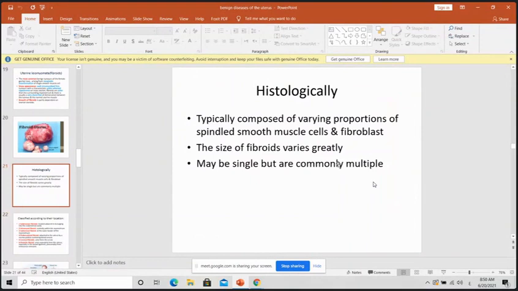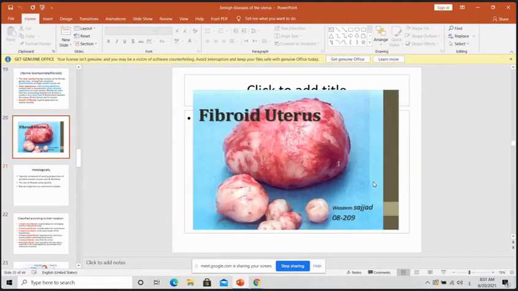Okay? Then, what about histologically? What is the histological appearance of these fibroids? It is composed of varying proportions of spindle smooth muscle cells and fibroblasts. مثل ما تشوفون مثل هذا picture, it varies greatly in size. They can be single, يعني المريض عنده just one single fibroid, but more frequently multiple.